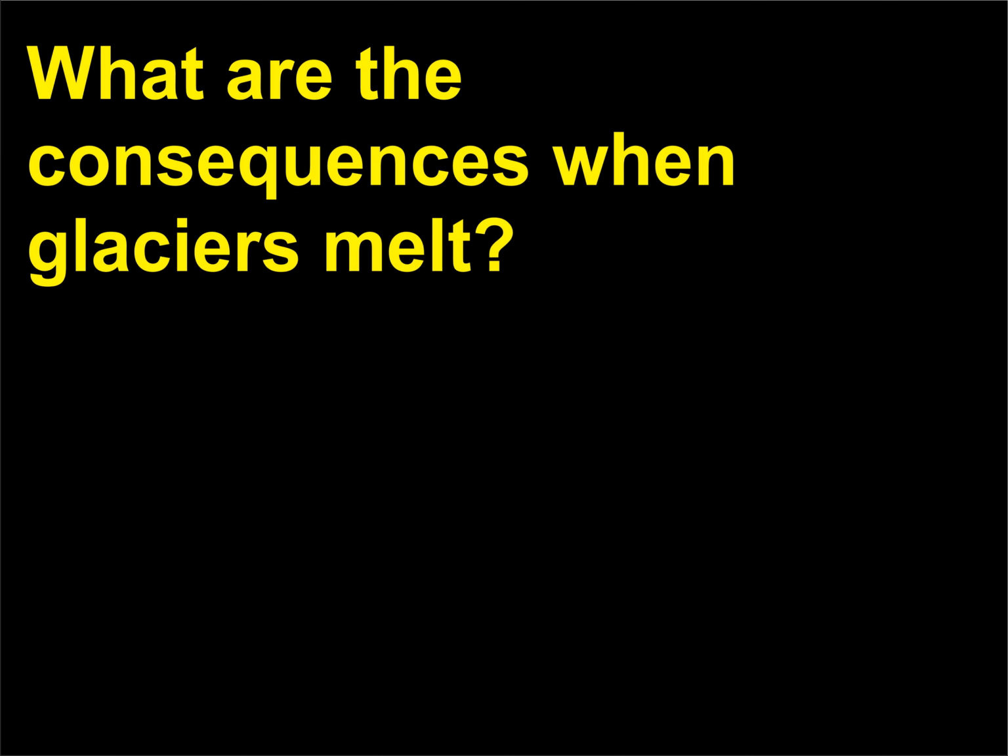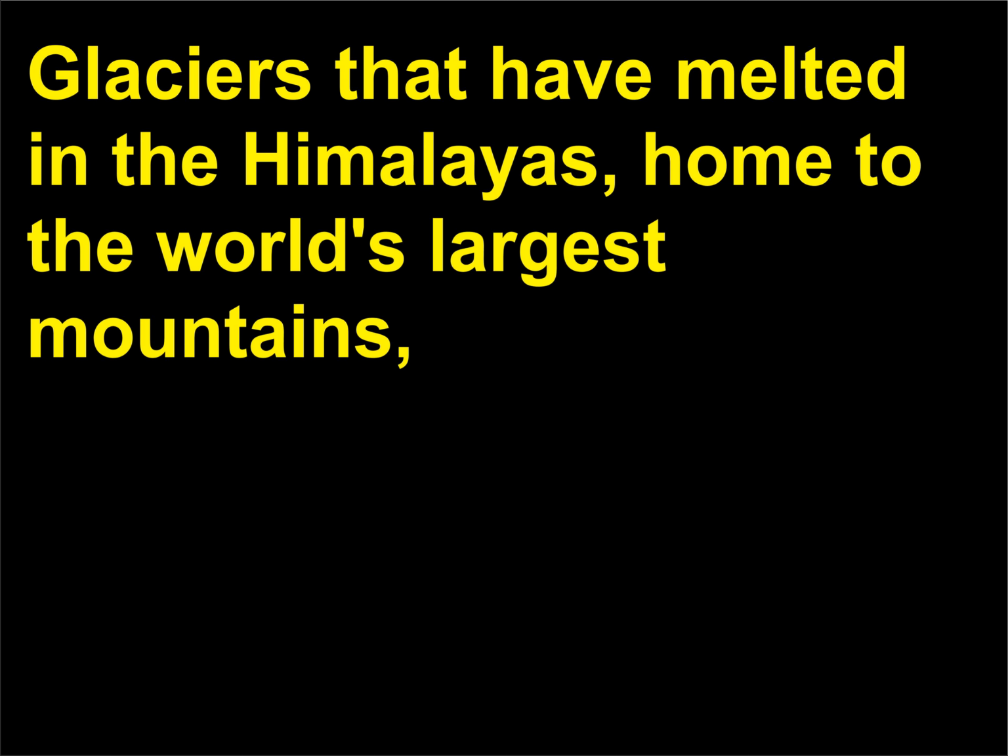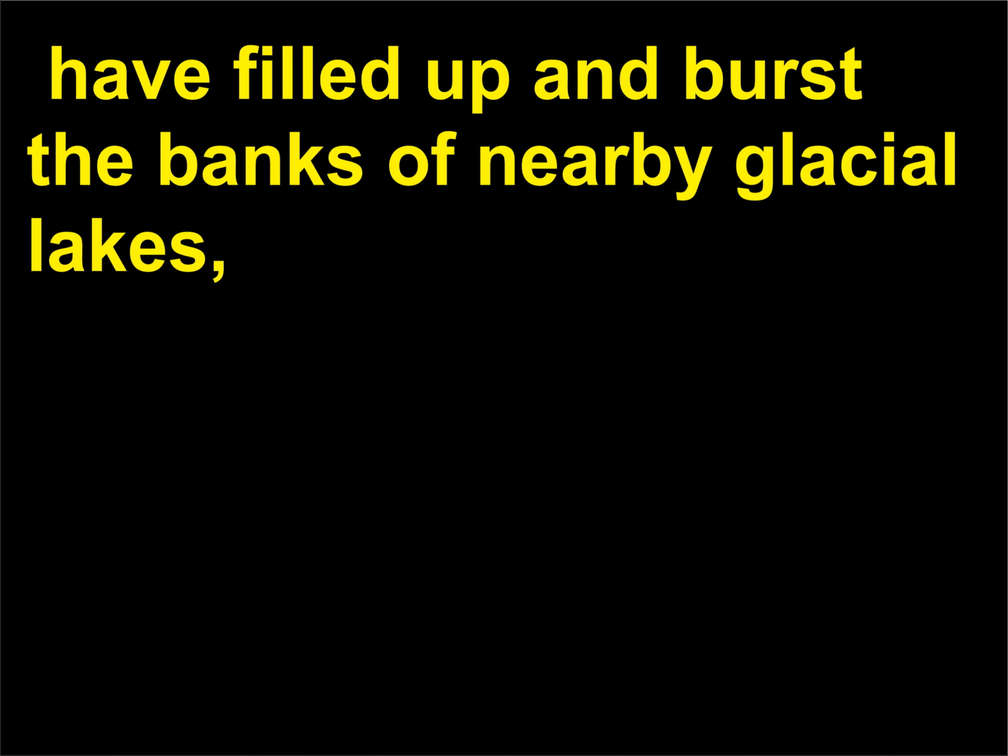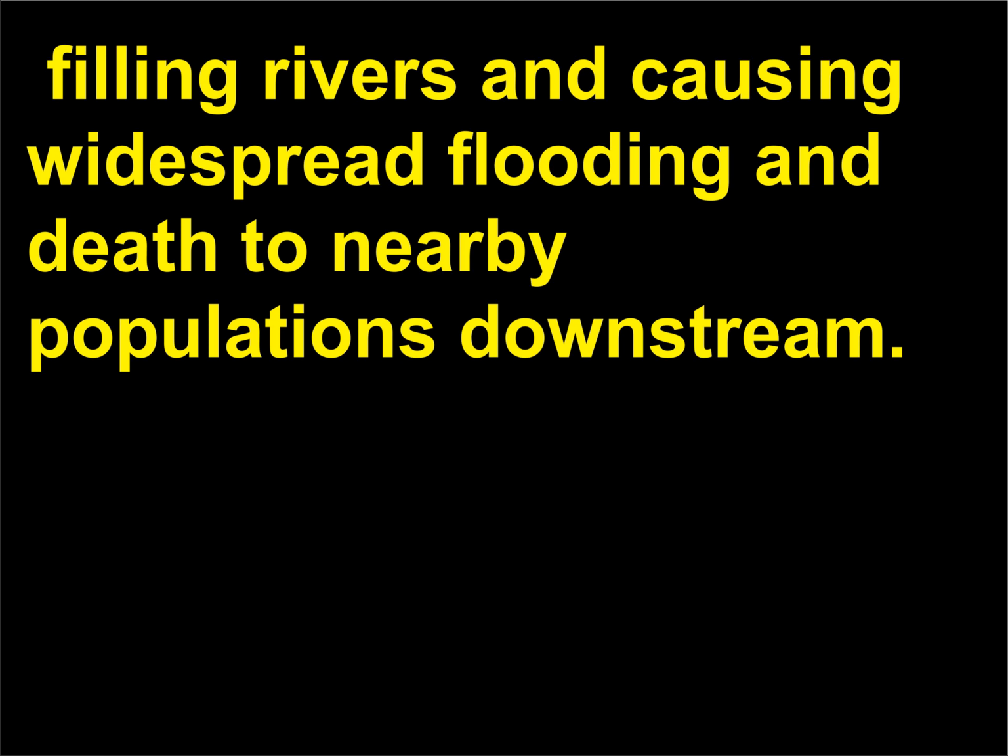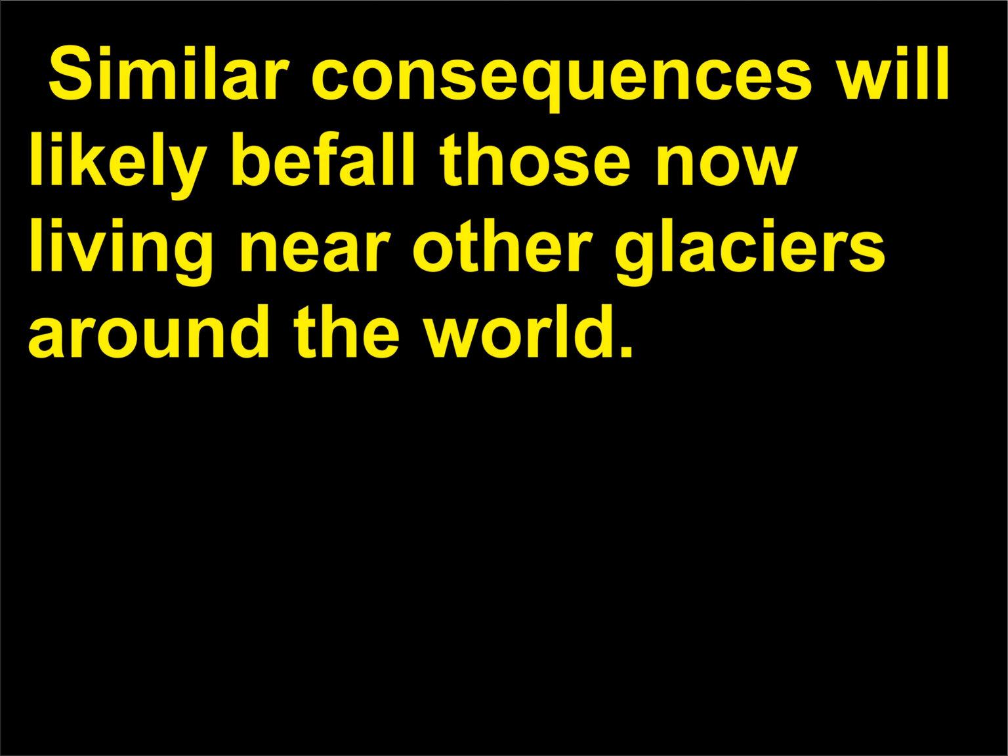What are the consequences when glaciers melt? Glaciers that have melted in the Himalayas, home to the world's largest mountains, have filled up and burst the banks of nearby glacial lakes, filling rivers and causing widespread flooding and death to nearby populations downstream. Similar consequences will likely befall those now living near other glaciers around the world.